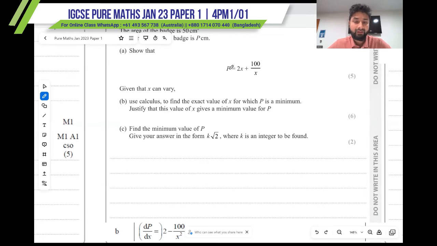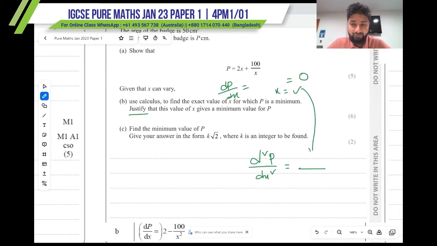the equation of p. After differentiating, we have to put this equation equals 0. From there, we can find, or subject, the value of x, which is the answer for this one. The next point says, justify or prove that this value of x gives a minimum value for p. To find the minimum value of p, we have to double differentiate. So when we double differentiate, we have to substitute the value of x into that differentiated equation.